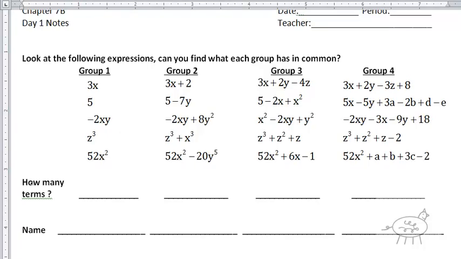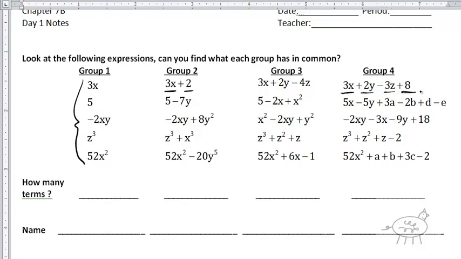Let's talk a little bit about what a term is. Group 1 is a term. Each one of those is a term. It can have x's, y's, exponents, and any variable, but there is no plus or minus between them. If I look at group 2, this has two terms, that 3x and that 2. If I look at group 4, this has four terms: 1, 2, 3, 4.